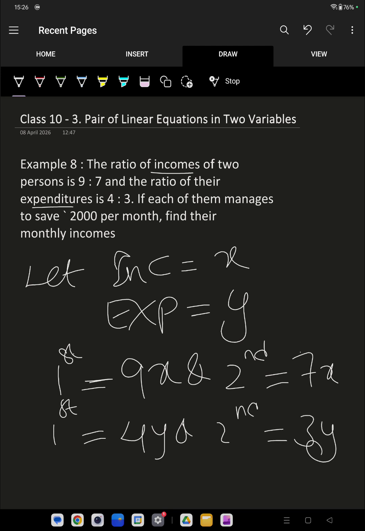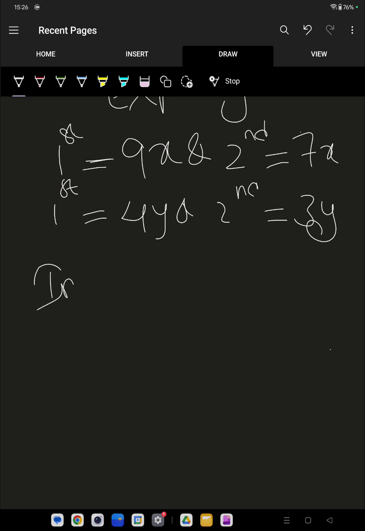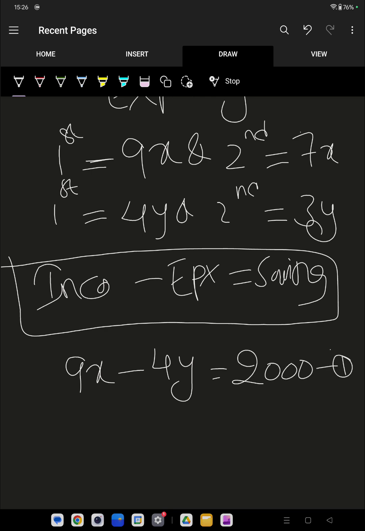And each of them manages to save 2000 per month. How will savings come? If I subtract expenditure from income, then the remaining will be the savings, right? So according to this, we will write the equation. What is the first person income? 9x minus expenditure 4y is equal to the savings given, 2000. This is equation 1.